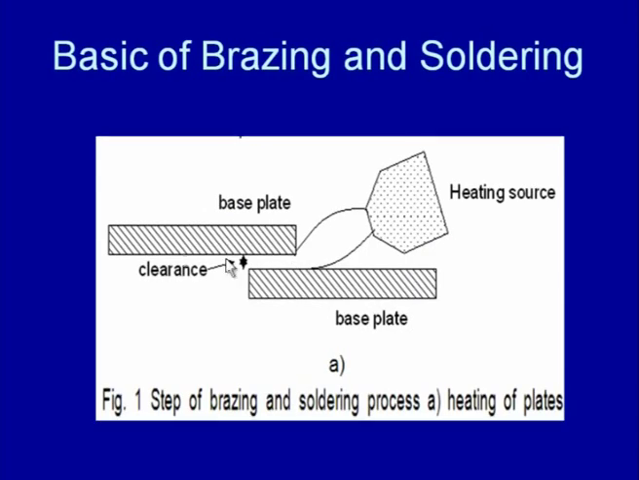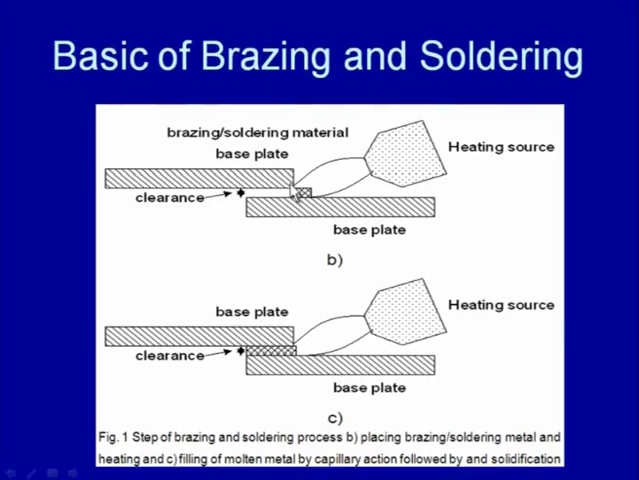So, here we see the arrangement is that the plates are kept in a particular position with a controlled gap, and the heat is applied using a suitable heat source, and then filler material is placed near the edges of the plates to be joined, and subsequently on melting of this filler material it gets distributed by capillary action in the gap between the members to be joined. So, this is how the heating takes place, and once things are brought to the molten state, the filler gets distributed by capillary action between the plates to be joined.